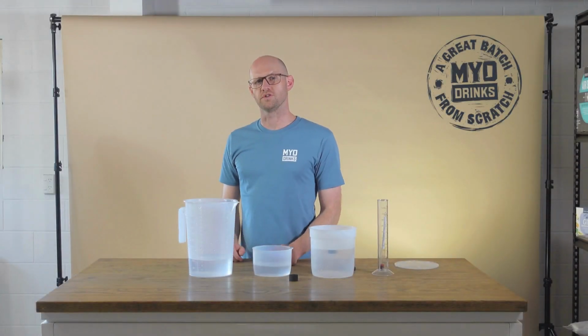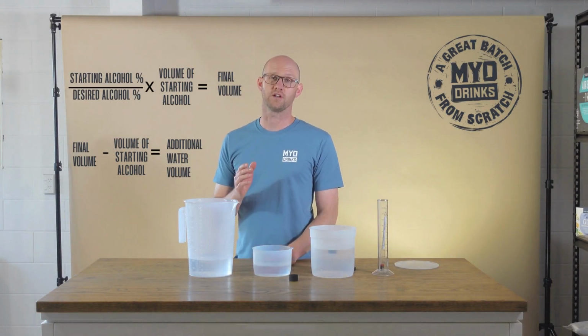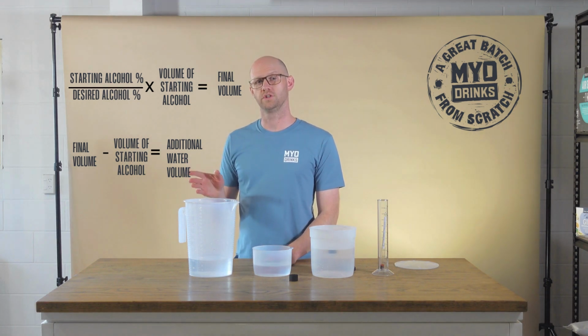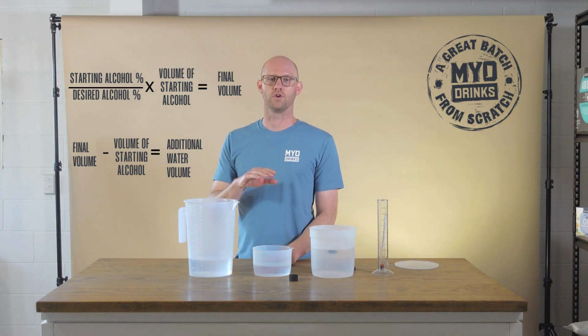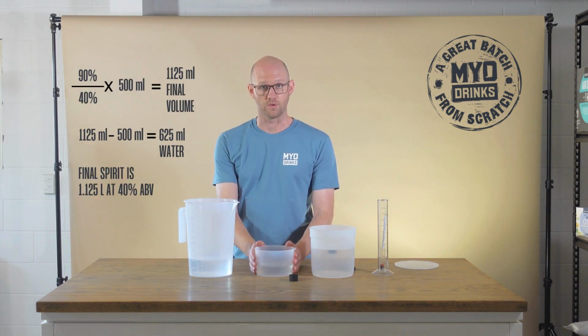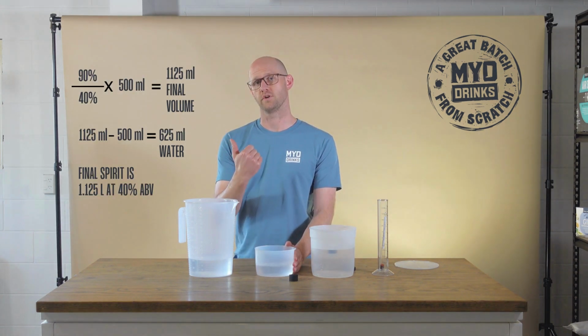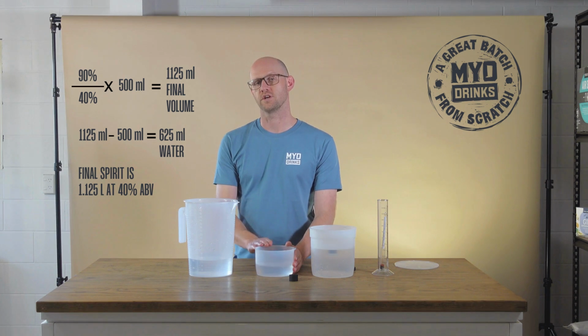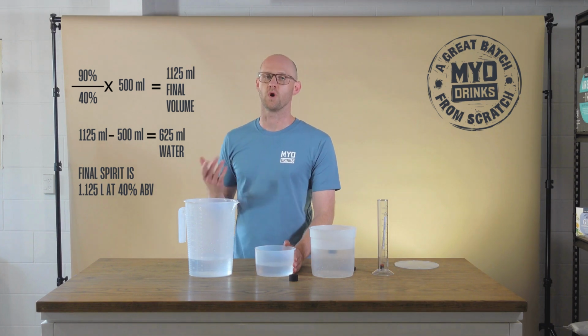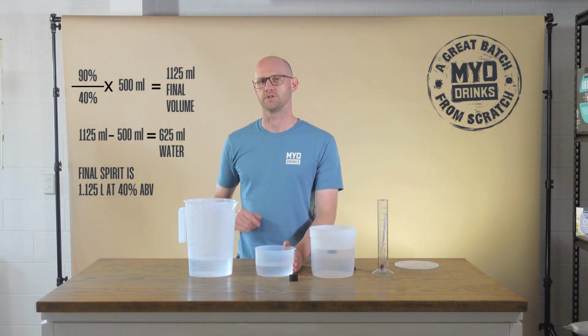So the general equation for diluting alcohol is your starting alcohol percentage divided by your desired alcohol percentage, then multiplied by your volume of starting alcohol. So before we produced 500 mils of 90% in our distilling run, so we want to add 625 mils of clean drinking water to our spirit, and that's going to give us a resulting volume of 1.125 litres at 40% ABV.